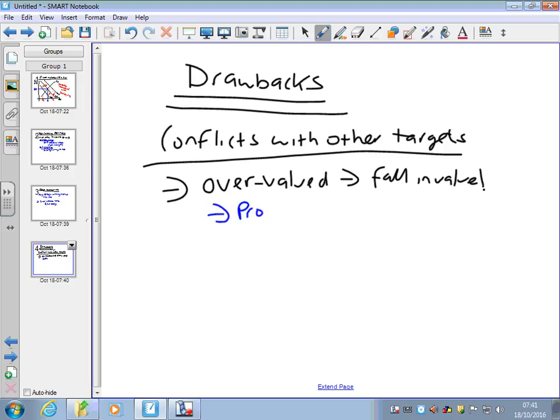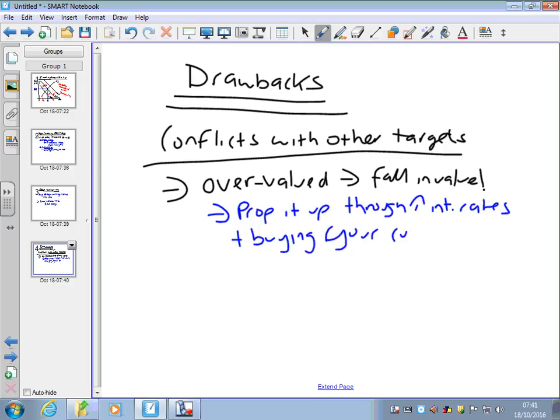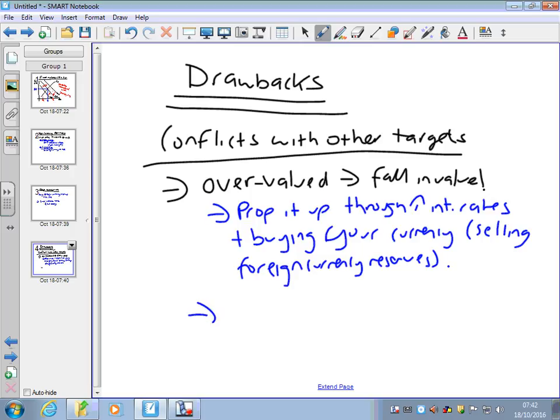You've got to prop it up through high interest rates and buying your currency by selling foreign currency reserves. Now think about this as a problem then. What if you've got in your economy a recession taking place and your currency should fall in value. Well, think about what you're now going to say. We're going to whack up interest rates. Well, think about what that will do. It will lead to aggregate demand falling.